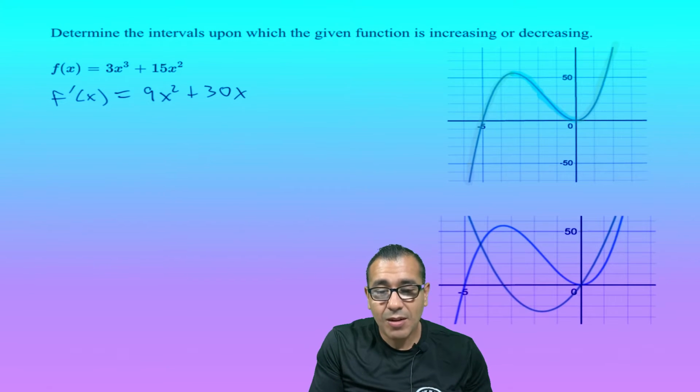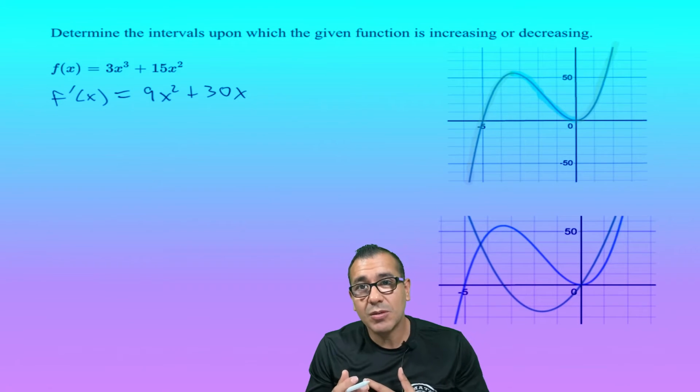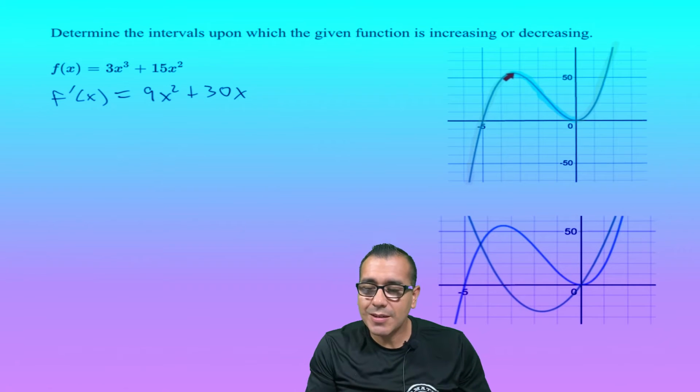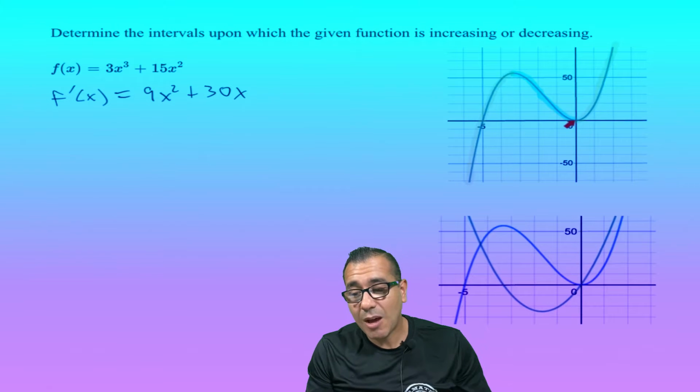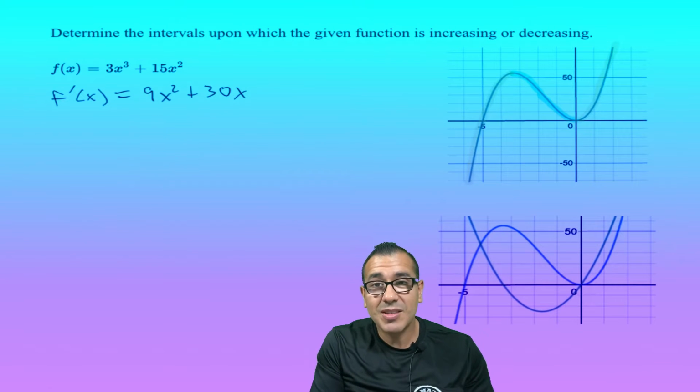Now I'm going to set this equal to 0, and that's going to help us find our critical points. One way you can think about critical points is that they help us find this relative max and this relative minimum. That's when the function is changing from increasing to decreasing, and when it's changing from decreasing to increasing. So it's going to help us find these intervals. That's what setting this equal to 0 does.